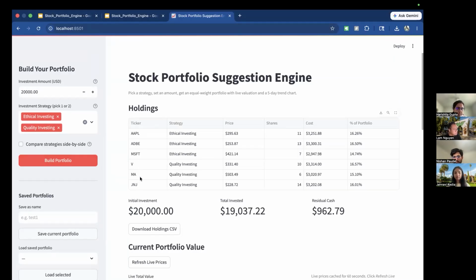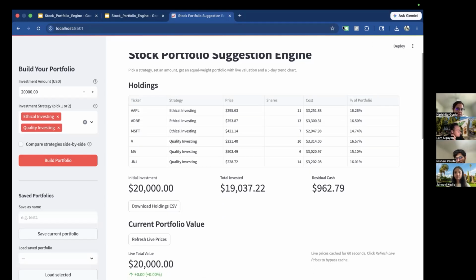So you see here the 6 holdings, the companies' tickers, it is showing in the table. It also shows which strategy it has chosen for that particular ticker, and it shows the price of each share. So if I'm buying 11 shares of AAPL, then it will cost around $3,251, and it will be around 16% of the portfolio.